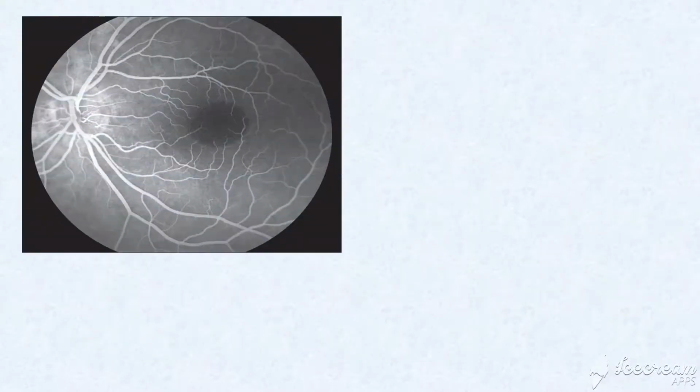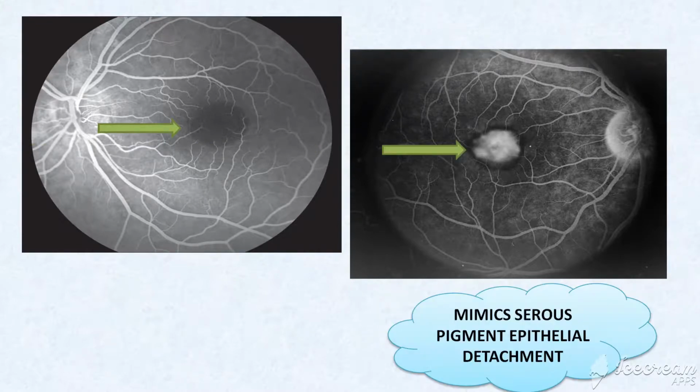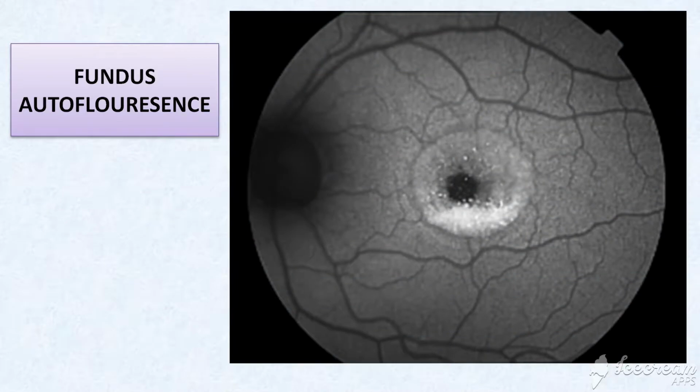Fundus fluorescein angiography shows corresponding hypofluorescence due to masking. In some patients, the lesions briskly and completely fill with dye, mimicking a serous pigment epithelial detachment. In fundus autofluorescence, the yellowish material is intensely hyperautofluorescent.